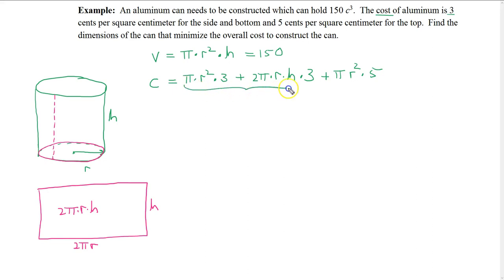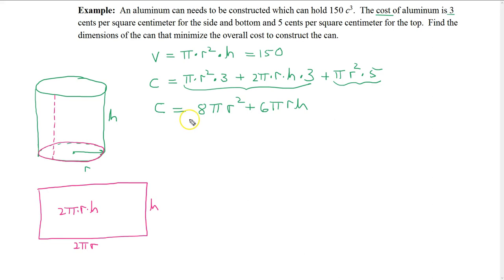So what we have here is the cost for the bottom and side, and right here is the cost for the top. Now let's simplify this, as we've got 8 pi r squared plus 6 pi r h. Alright, that comes from 2 times 3 here, and then pi r h. So this is our cost equation.